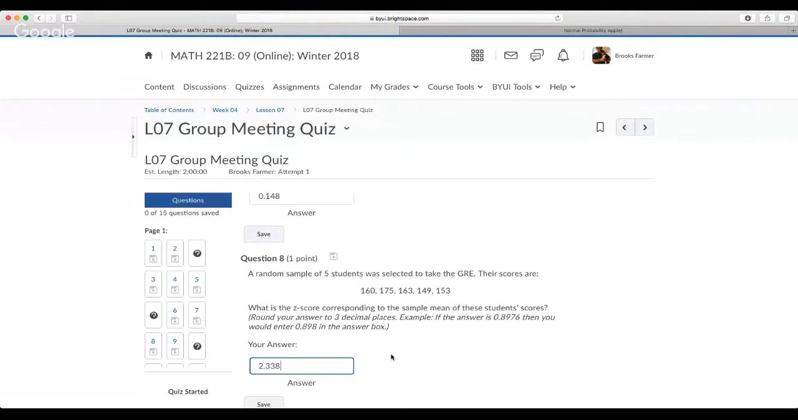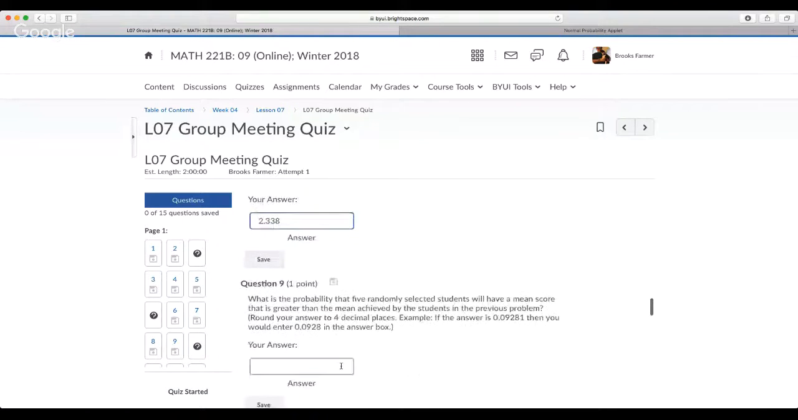Is this 2.337? Yeah, we rounded up that 7 because there's a 7 after it. That makes sense? It does. 2.338. Great. Oh, all right. I remember how to do algebra. Yeah. All right. I'm going to read 9. That good? Go for it.